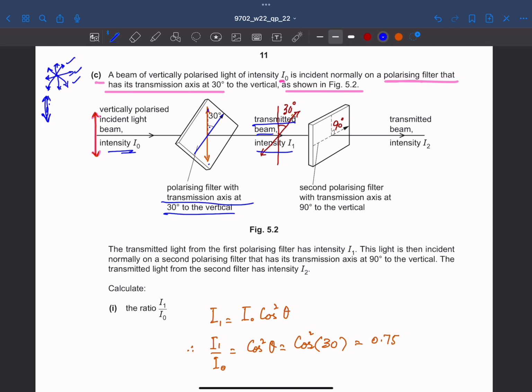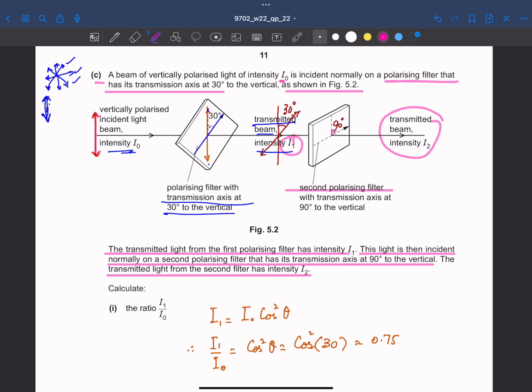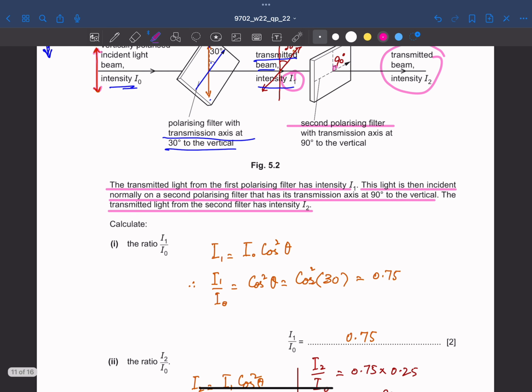Here you have the transmitted light from the first polarizing filter as intensity I1. This light is then incident normally on a second polarizing filter that has its transmission axis at 90 degrees to the vertical. So this is the situation for the second polarizing filter. The transmitted light from the second filter has intensity I2. So it has further decreased in intensity, you can say.